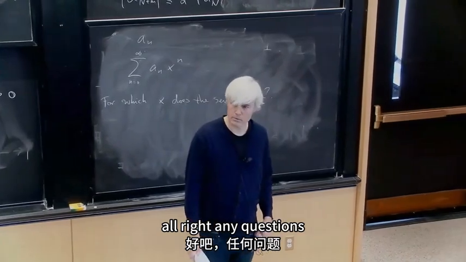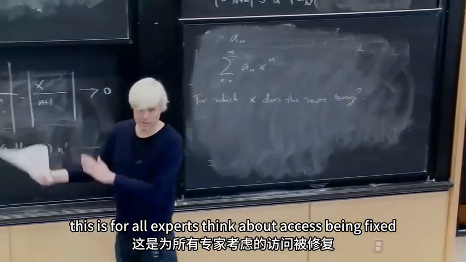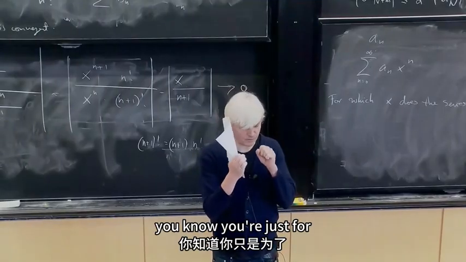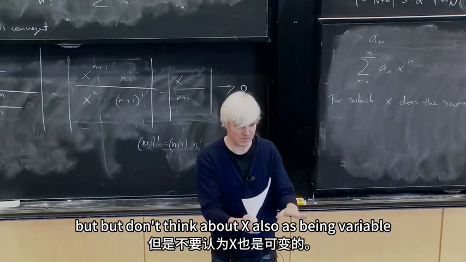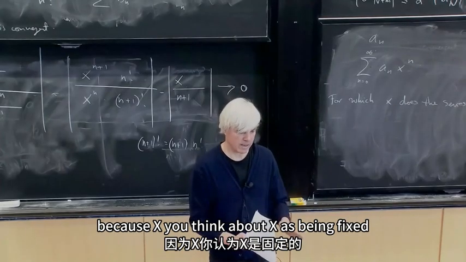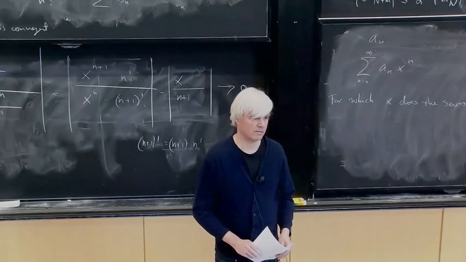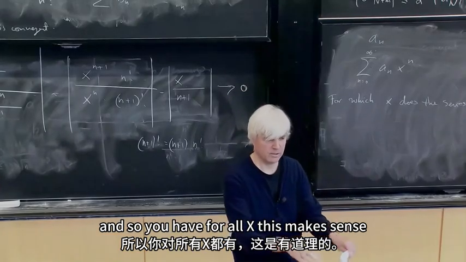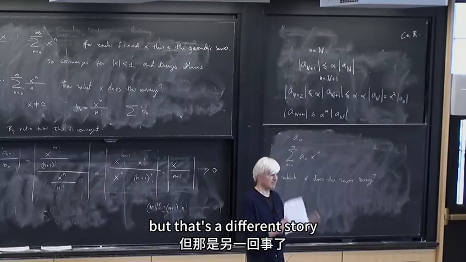All right, any questions? That means for all x, right? We're saying this is for all x, but think about x as being fixed. You're just asking for one particular x, but it holds for all x. Don't think about x also as being variable, because you think about x as being fixed, and then you let n go to infinity. Then after you generalize, you have for all x, this makes sense. Then you can ask, how does it vary in x? But that's a different story.